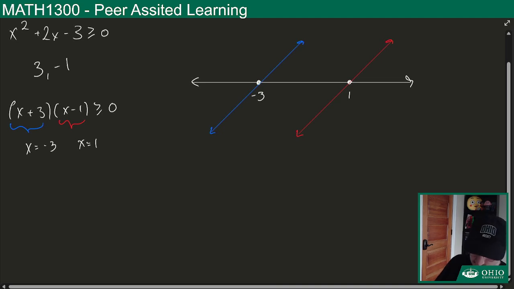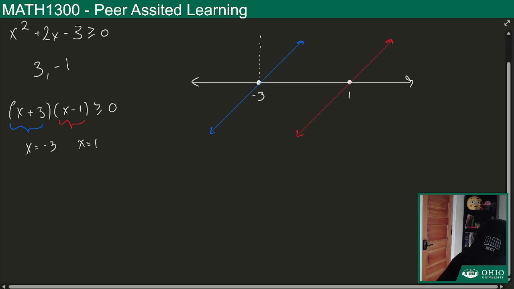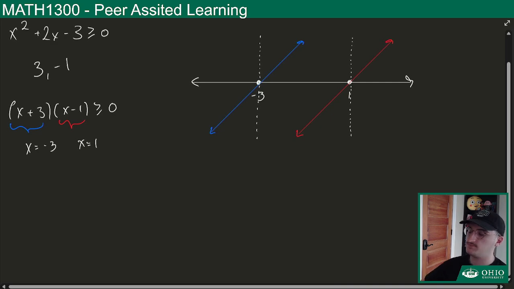Okay. Now what we can do is let's split our number line into 3 intervals, right? So we have the first interval, which is from -infinity to -3. And we have the second interval, which is from -3 to +1, and then the final interval will be from 1 to +infinity.